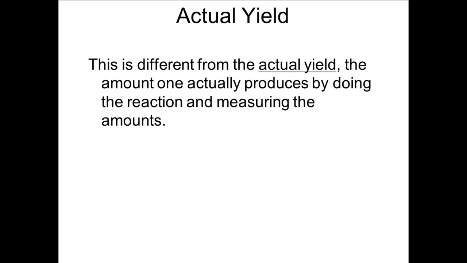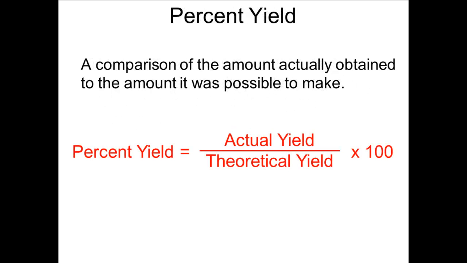The actual yield is what is actually produced by the reaction. It is always measured and cannot be calculated. The percent yield is the actual yield divided by the theoretical yield and multiplied by 100 to convert to percent.